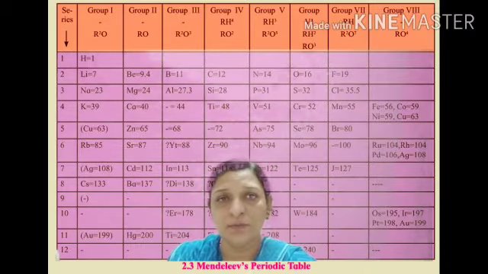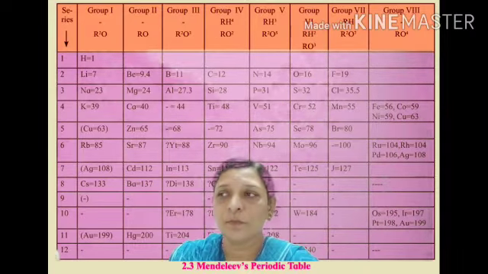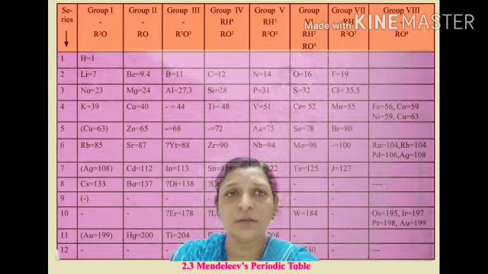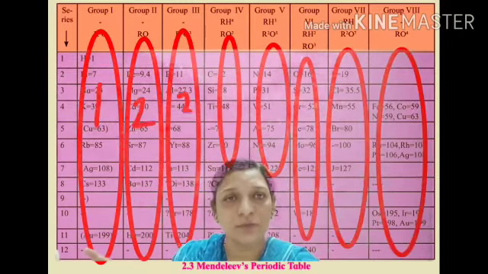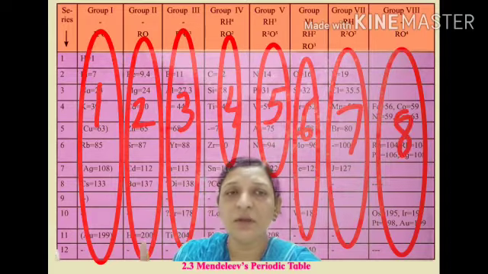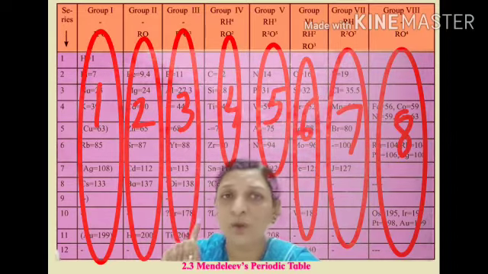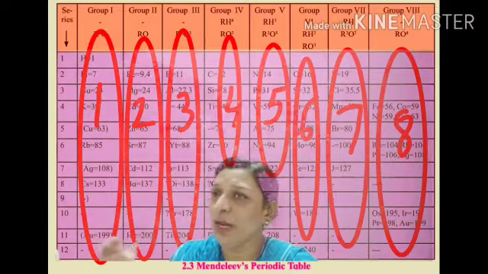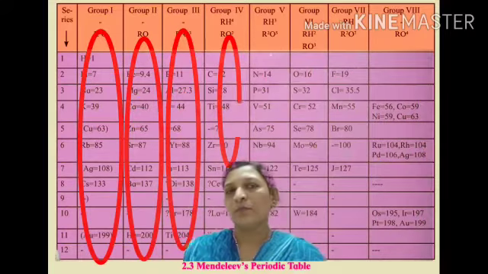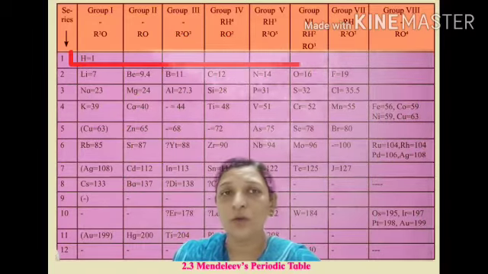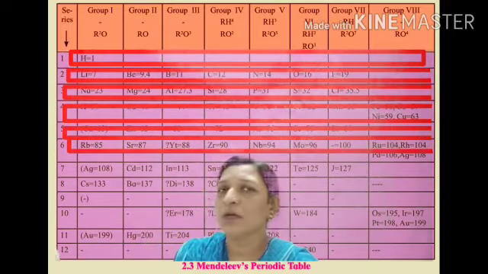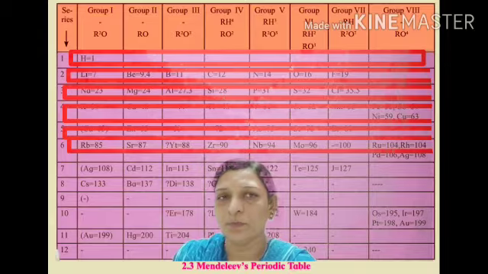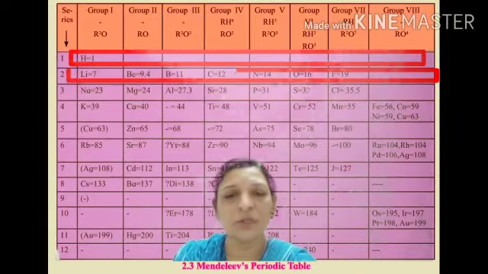Mendeleev's periodic table. Mendeleev arranged elements in the vertical columns known as groups. They were total 8 in number, right from group number 1 to group number 8. And horizontal rows he named as periods. You can see there in the periodic table, right from 1 to 12 rows are there.